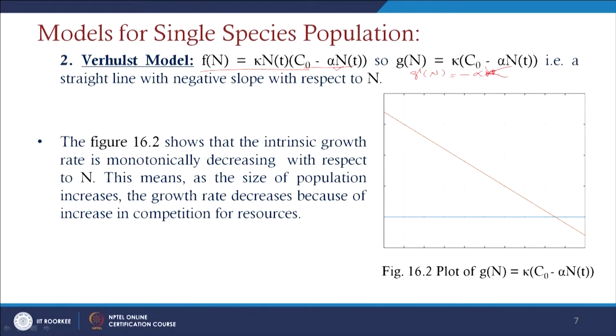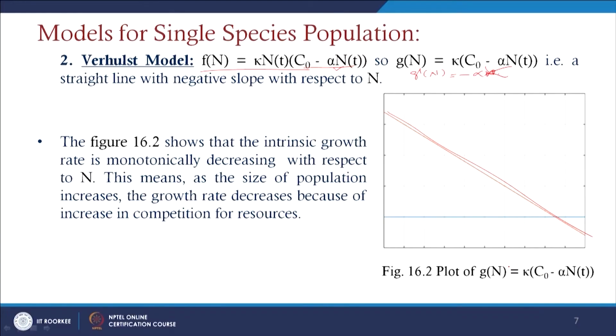So, then we can have a negative slope with respect to the population size n. This figure shows that the intrinsic growth rate is monotonically decreasing with respect to n. This means that as the size of the population increases, the growth rate decreases because of increased competition for resources. If the population level is higher, they will consume the maximum amount of resources available, and then the population will compete with each other to get food, and the population level will decrease. So, that is the basic idea for this nonlinear model.